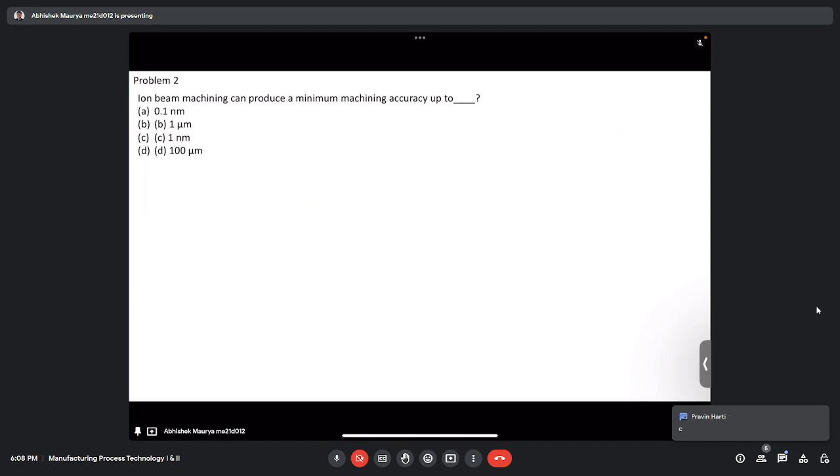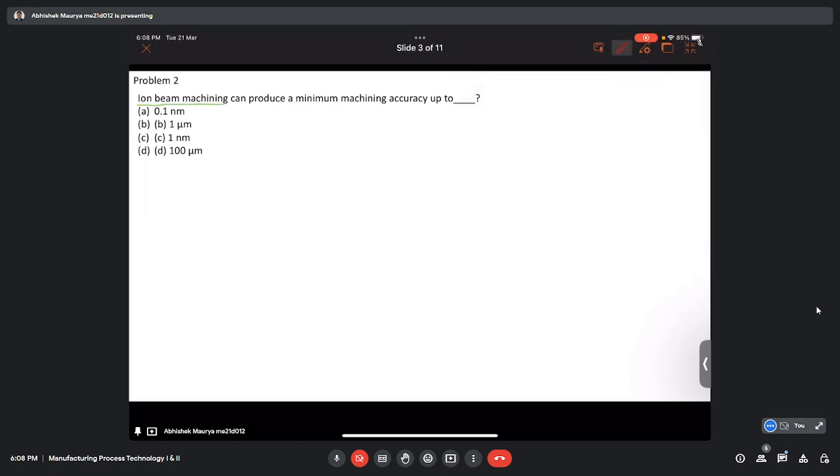Okay, so are all of you correct? Here this problem is all about ion beam machining. It has been asked, what is the minimum machining accuracy we can achieve by ion beam machining? I will quickly show you the process of ion beam machining and how it is different from other machining processes.